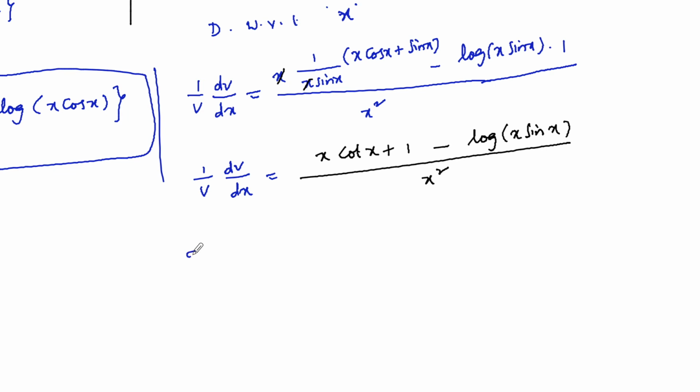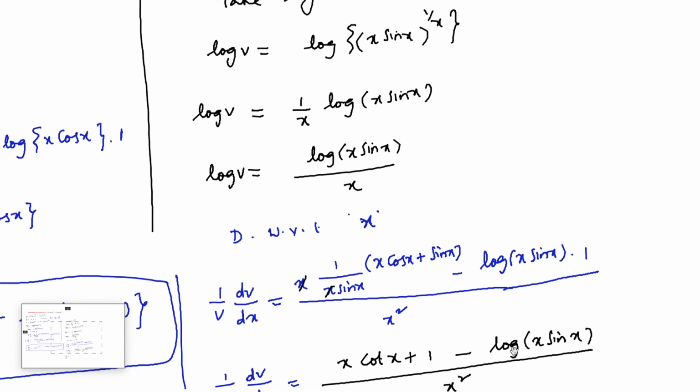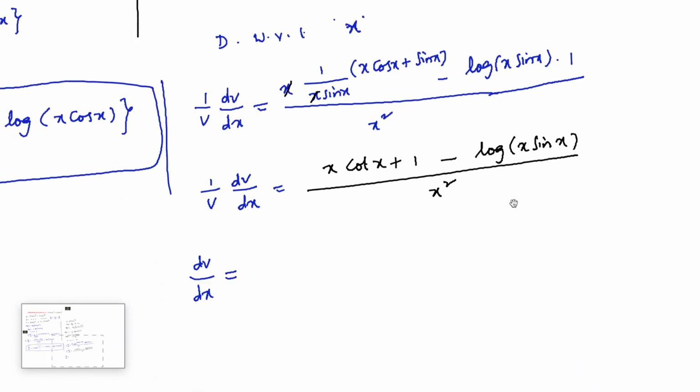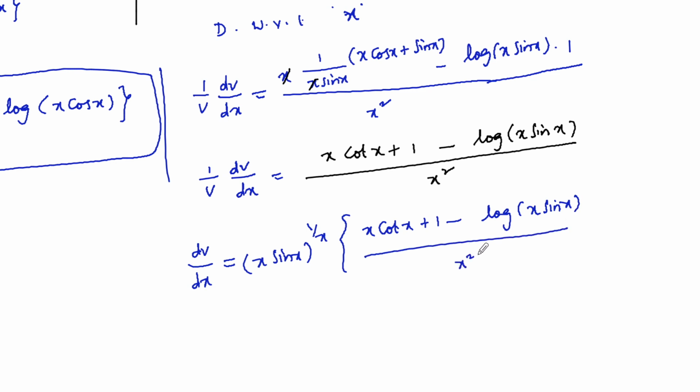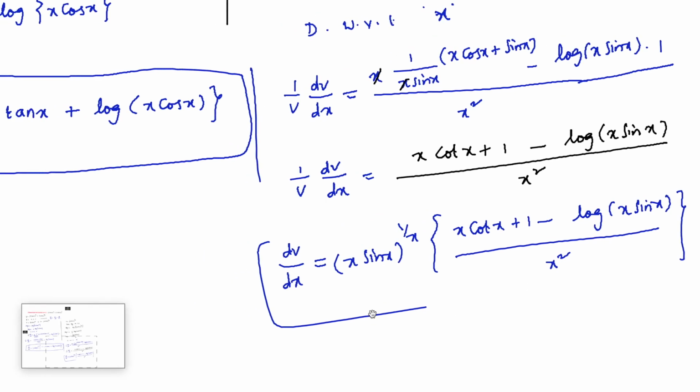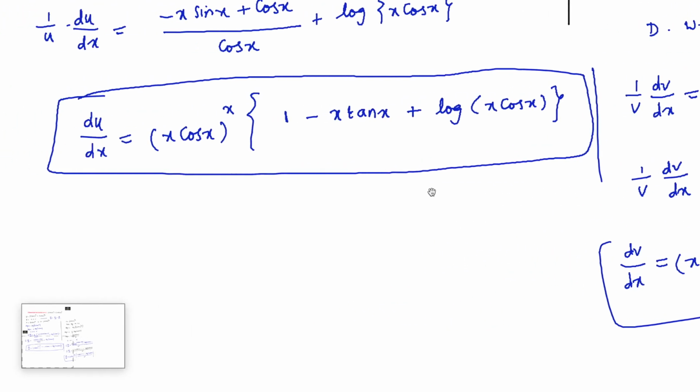Or we can also write dv by dx is equal to v times, so v is nothing but our (x sin x) to the power 1 by x, times the remaining: x cot x plus 1 minus log of x sin x, upon x square. So this is your dv by dx. Now we add both.